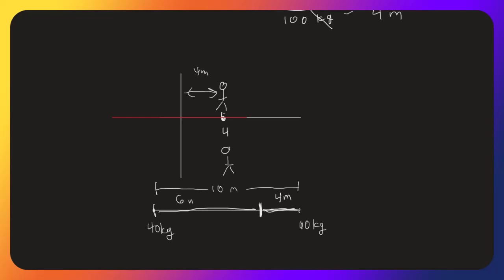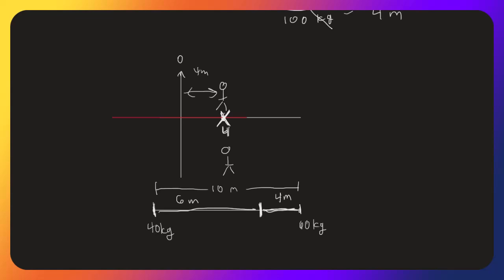And this has to be 6 meters because it has to be 4 meters away from the 60 kilogram guy. If you wanted to work it out again, you could set this as the 0 point and then figure out that the center of mass would be at 6 meters away. Okay, but if the center of mass is 6 meters from the 40 kilogram person, but the center of mass's position hasn't changed, the center of mass still has to be right here at 4 meters away from where we originally said our origin was.